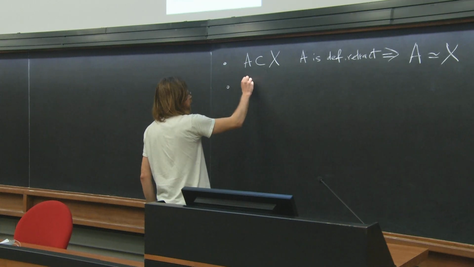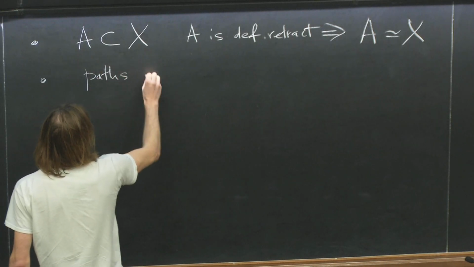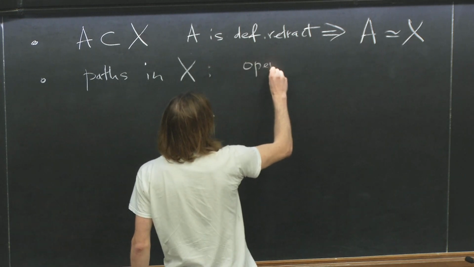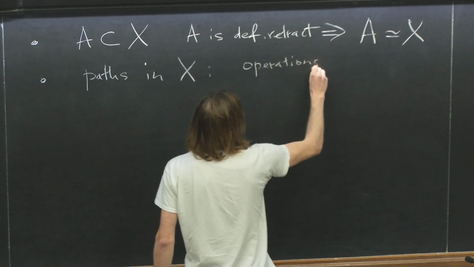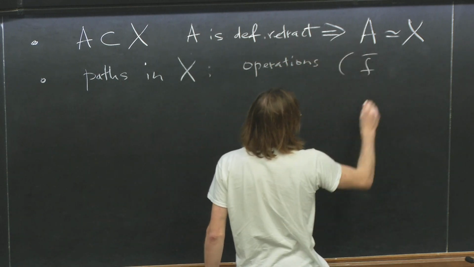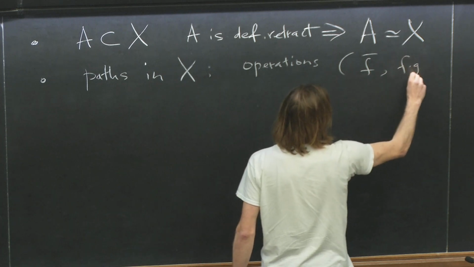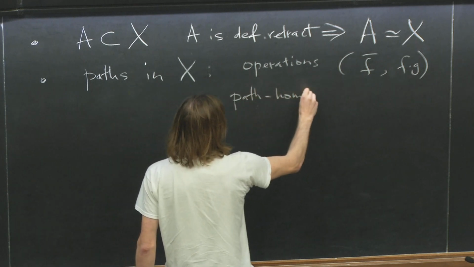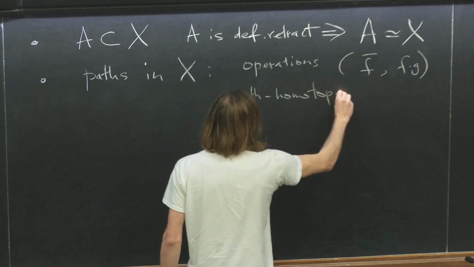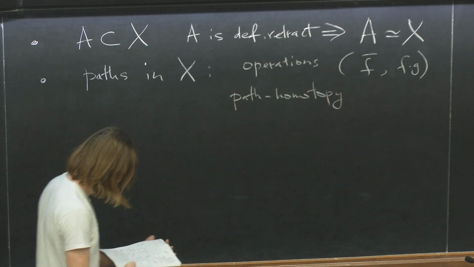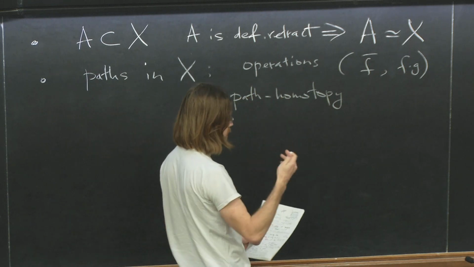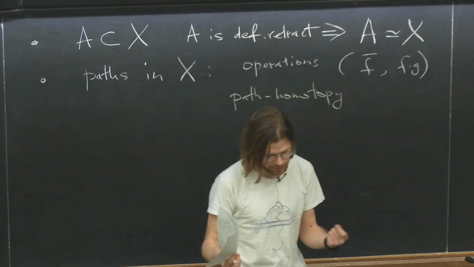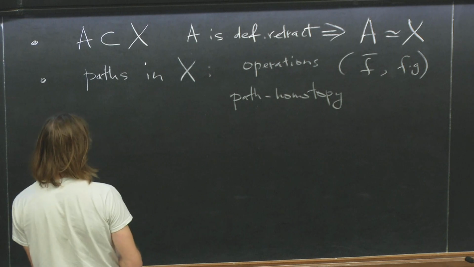And then we considered the notion of paths in topological space X, and operations on them. Particularly, there was the operation of taking the inverse of a path and composition of paths. And we considered also the notion of path homotopy, which is a particular case of homotopy with additional restrictions on the endpoints. So it's a homotopy between paths such that the endpoints stay fixed at each value of the homotopy parameter.